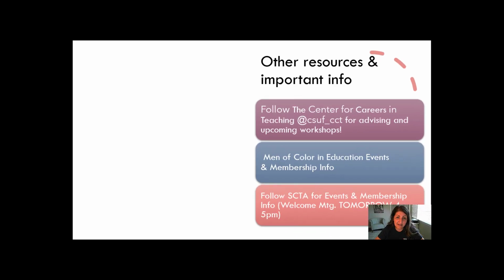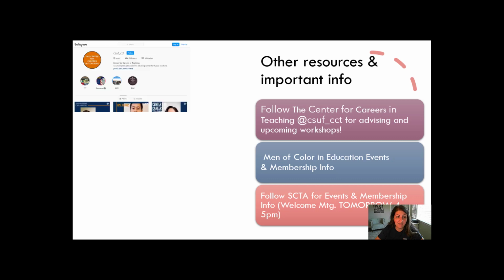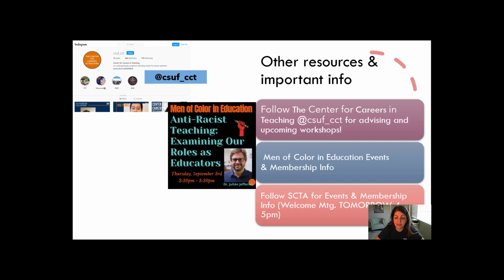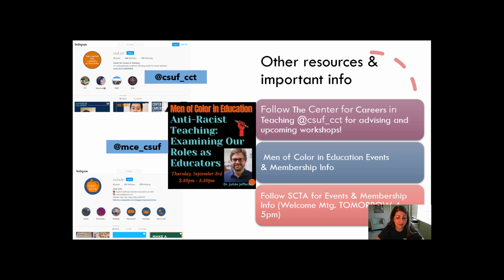Other resources that are important to know about at this time, we've talked about the Center for Careers in Teaching. That's our Instagram handle there. Men of Color in Education, they have events as well. And this is their Instagram handle, great resources there. And lastly, Student California Teachers Association, SCTA. This is a student organization, so the leadership structure is a little bit different. They have things like a president and a vice president, but lots of great opportunities through them, and you can give them a follow as well.